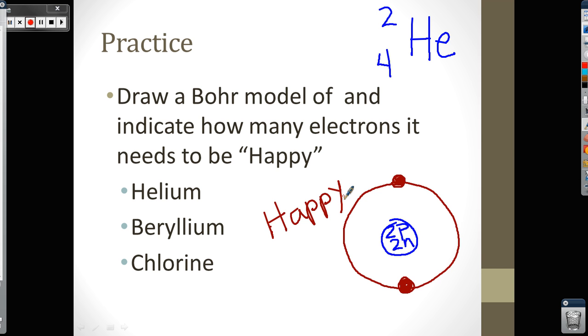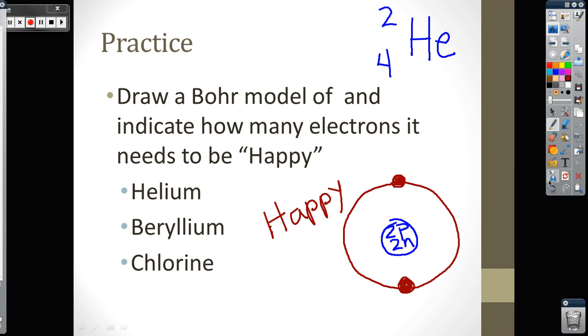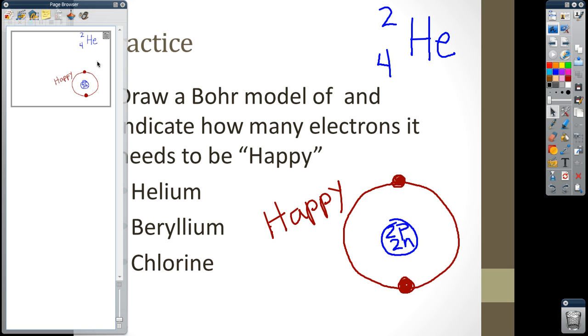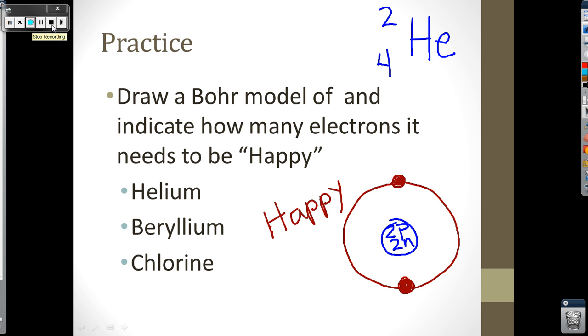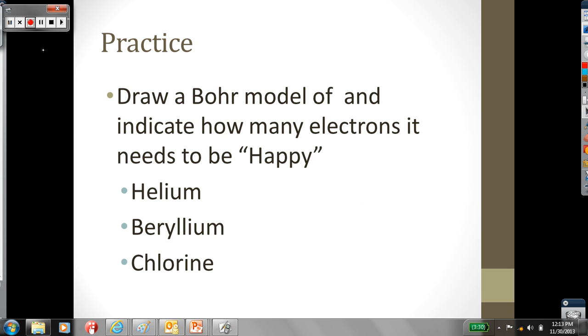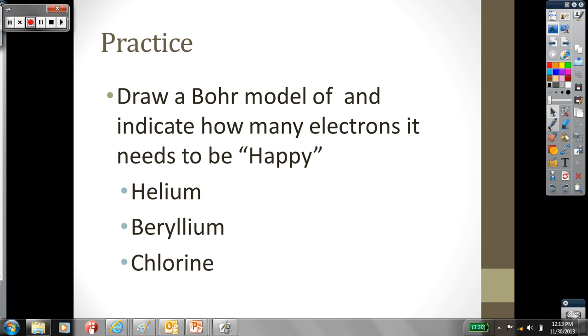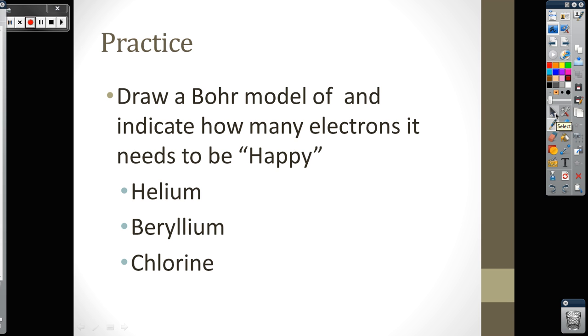Okay, does that make sense? Hopefully it does. Let's move on. Let's try beryllium. We're going to try to draw a Bohr model of beryllium.